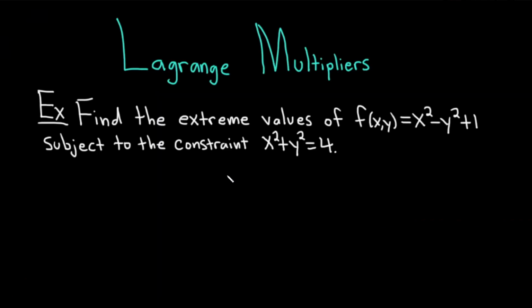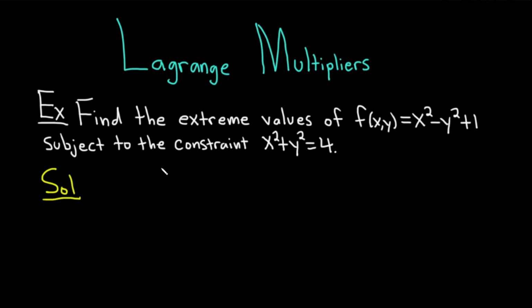In this video, we're going to discuss Lagrange multipliers. Let's do this example. Find the extreme values of f of x, y equals x squared minus y squared plus 1, subject to the constraint x squared plus y squared equals 4. Let's carefully work through this solution.